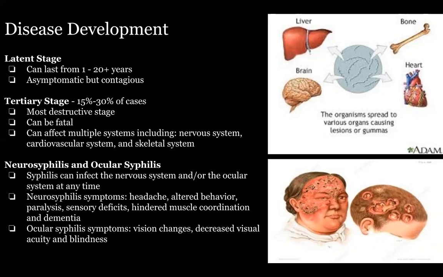During any stage of a syphilis infection, syphilis can spread to and infect the nervous system and/or the ocular system. Symptoms of neurosyphilis include headache, altered behavior, paralysis, sensory deficits, hindered muscle coordination, and dementia. Symptoms of ocular syphilis include vision changes, decreased visual acuity, and blindness.